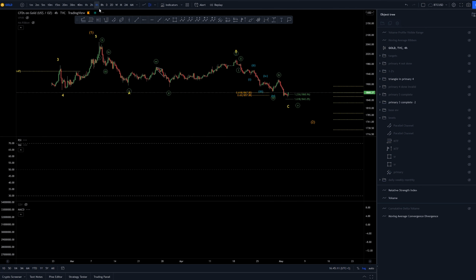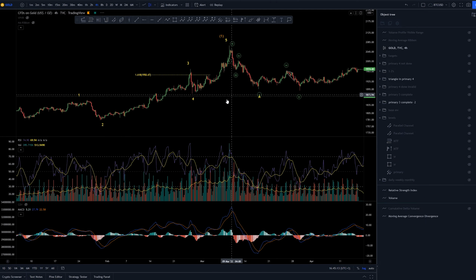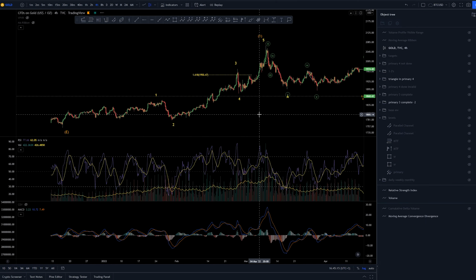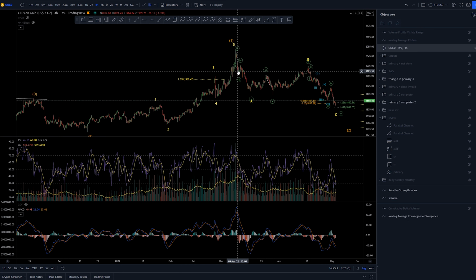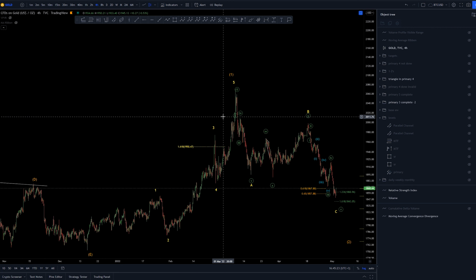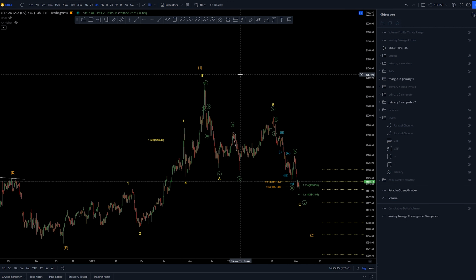Let's check out maybe 4 hour. Now we can get that divergence. So maybe there's not anything to worry about here. We can get again 5-wave structures in both of these without too much issue.